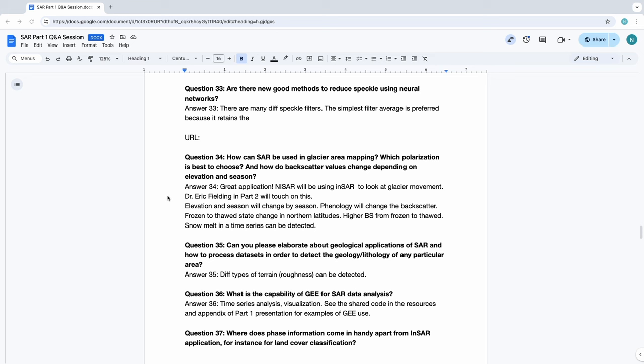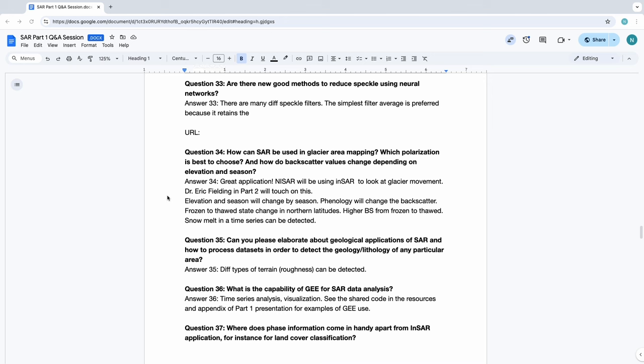So how do backscatter values change depending on elevation? If you're talking about the dynamic nature of elevation, like snowmelt, you will see differences with the dynamic nature of things changing, right? So snowmelt, for example, in a time series, you'll certainly see that.